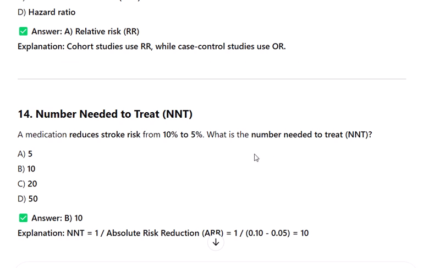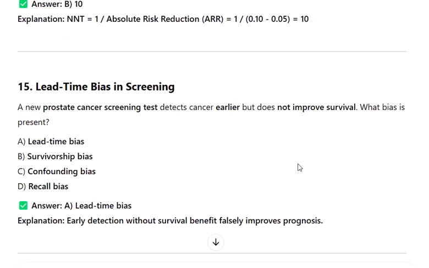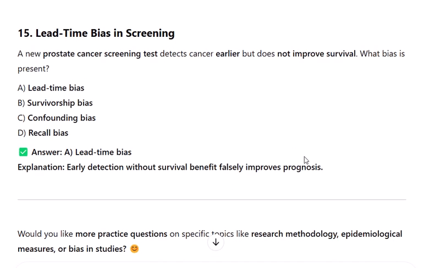15. Lead time bias in screening. A new prostate cancer screening test detects cancer earlier but does not improve survival. What bias is present? A, lead time bias. B, survivorship bias. C, confounding bias. D, recall bias. Answer: A. Explanation: early detection without survival benefit falsely improves prognosis.